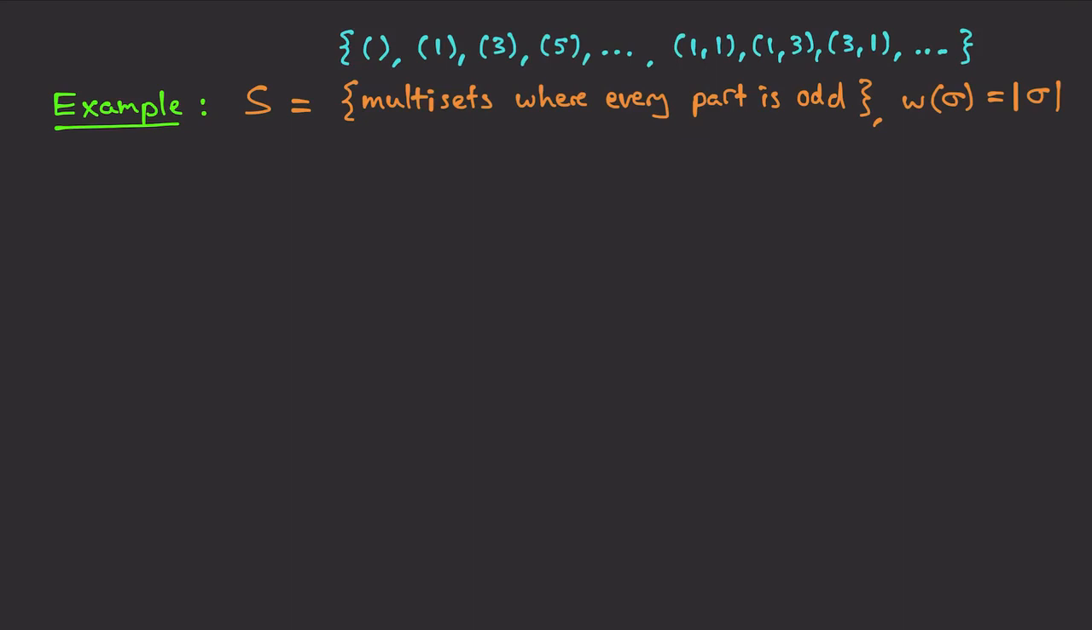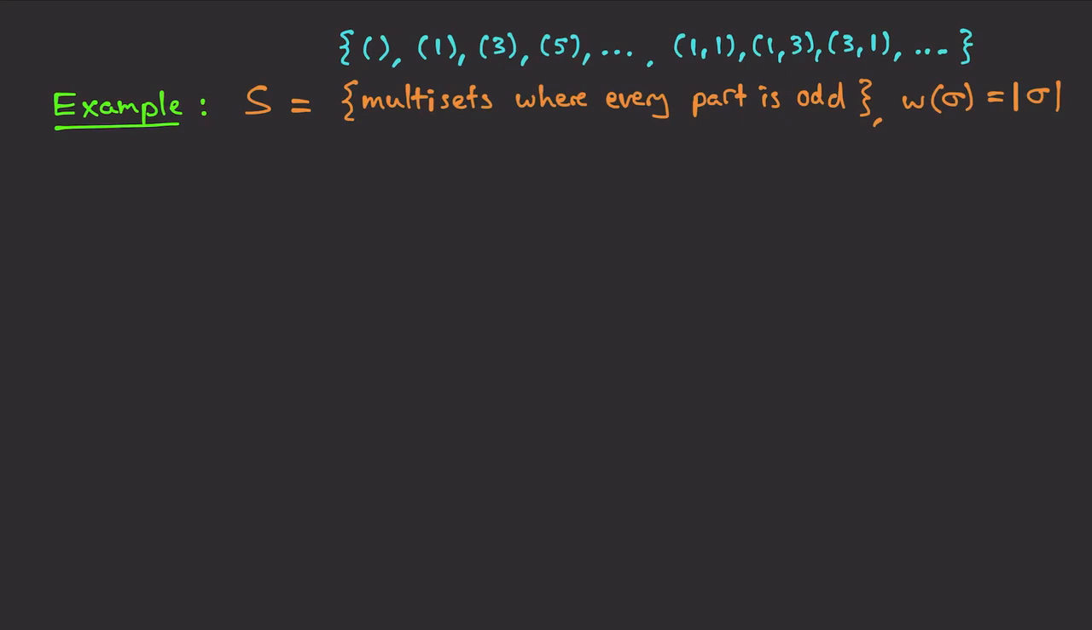Here, we'll make sure that this is actually a weight function. In other words, we need to know that for each n, the number of multisets in S on n elements is finite. This is true because the multisets in S all have odd parts. If I have a multiset in S of size n, then each part is at least 1, and each part is at most n, so there are at most n parts, each of which is at most n. This gives only finitely many possibilities.